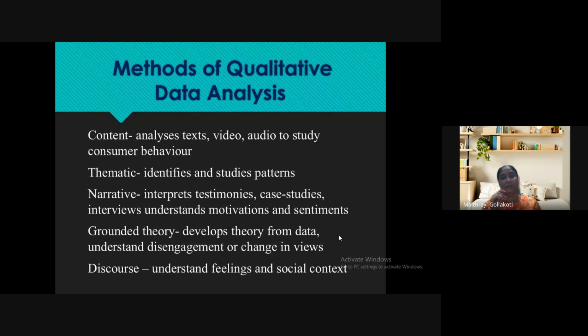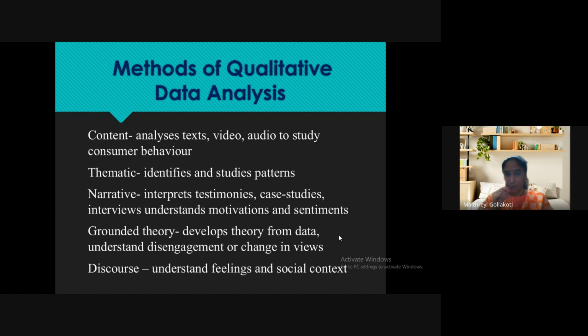Content analysis. Now, qualitative data is very, very vast. To process this data, we need a technique to understand this kind of data. So, what is the technique? The first one is content analysis. When we are doing content analysis, we try to take a video, audio, or a text, any one of these, and we try to assess the consumer behavior from this.